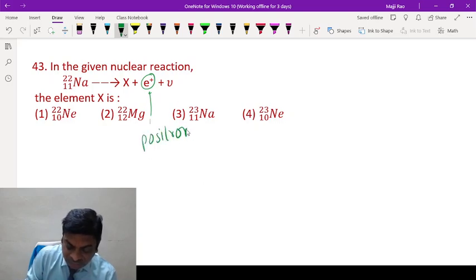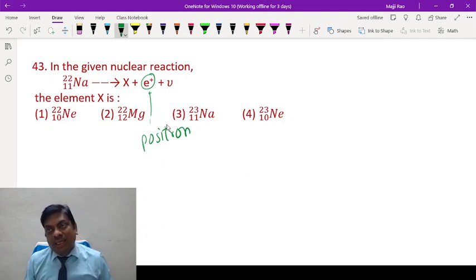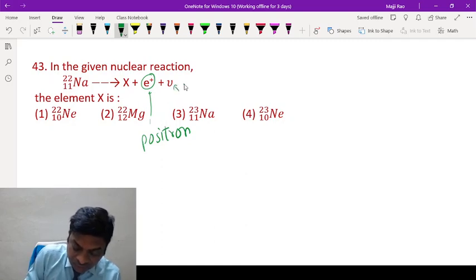Okay, a positron is a subatomic particle, very much identical to electron, but with a positive charge, equal and opposite to that of an electron. Mass and everything, all the other properties of positron are identical to that of an electron, with the only difference being the nature of charge. Electron has negative charge, positron has an equal but positive charge. Then this is a neutrino.